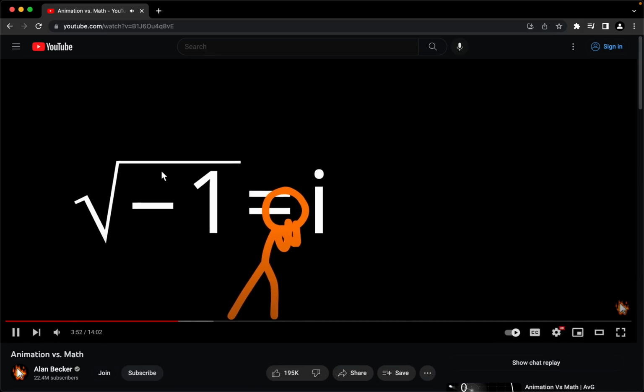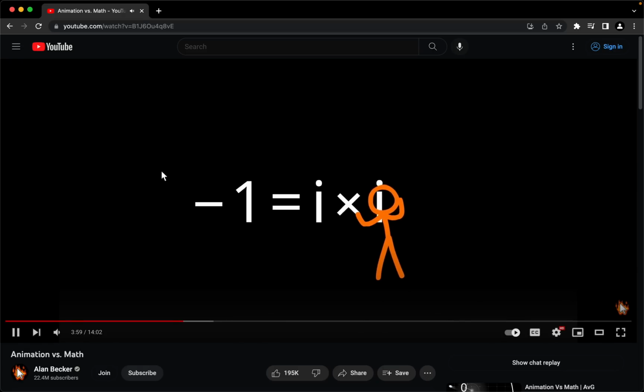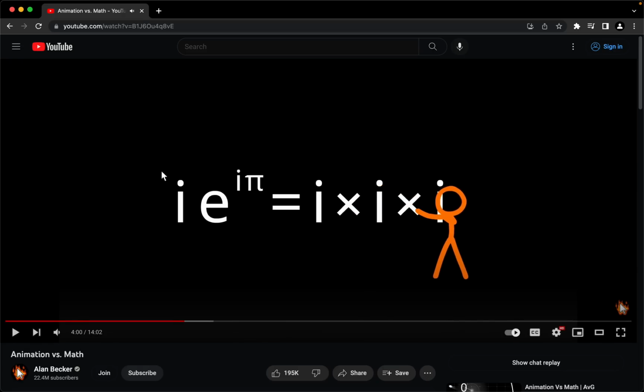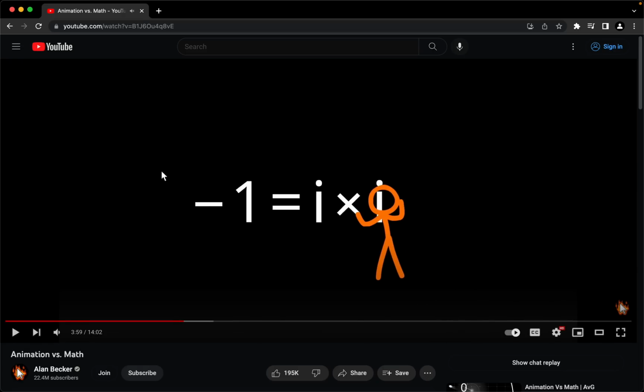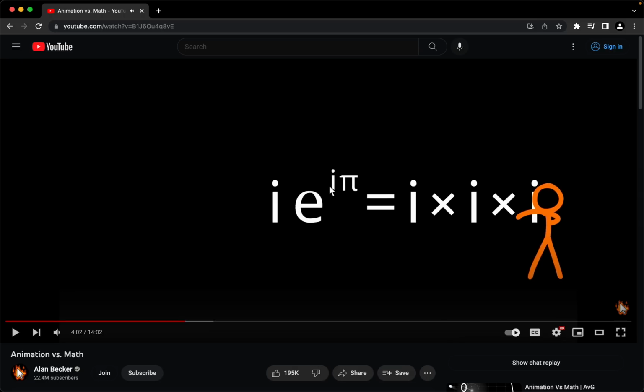Oh, I came from e to the i pi. So, okay, that's cool. So then he adds them together. This is a complex number. Oh, i times i. It's like, what is that? He scratches his head. So, yeah, i squared, that's -1. That's just a property of i. That's a defining characteristic. Here we find e to the i pi, so i times i is -1, and we saw earlier that e to the i pi is -1.